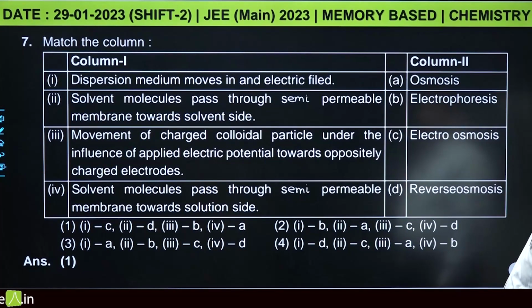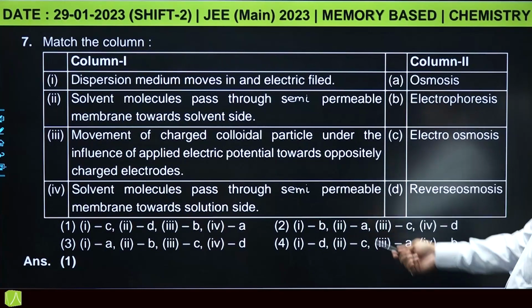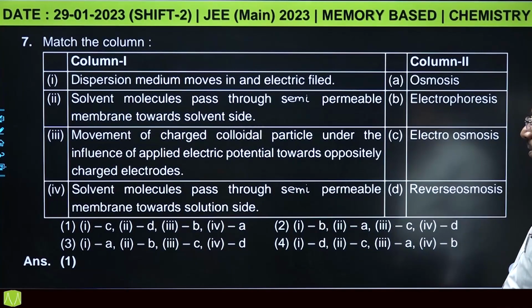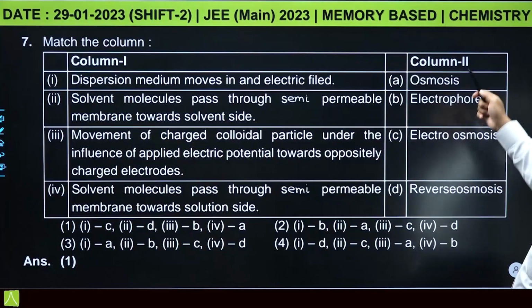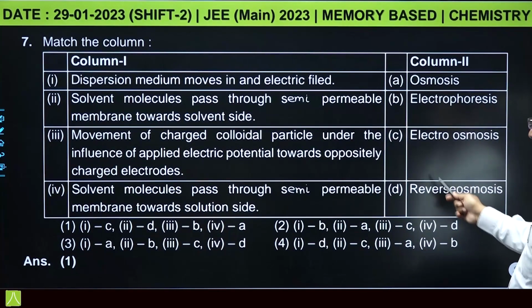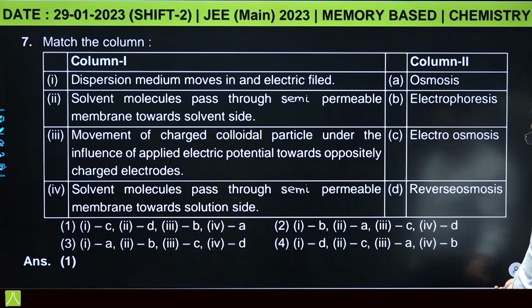If the solvent molecules pass through the semi-permeable membrane towards the solvent side, that is reverse osmosis. Next, third option: movement of charged colloidal particles under the influence of an applied electric potential towards oppositely charged electrodes is said to be electrophoresis. Next, solvent molecules pass through a semi-permeable membrane towards the solution side, this is said to be the osmosis process. So, you have to match these definitions with these words.